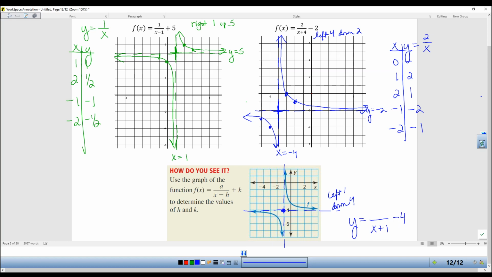Now, they didn't actually ask me to find a. That would be a little bit harder because I'd have to figure out what these points were doing. Although this one is just a is equal to 1. So it didn't really matter. But we'll do that later in the chapter. But meanwhile, my h is equal to negative 1. And my k is equal to negative 4.